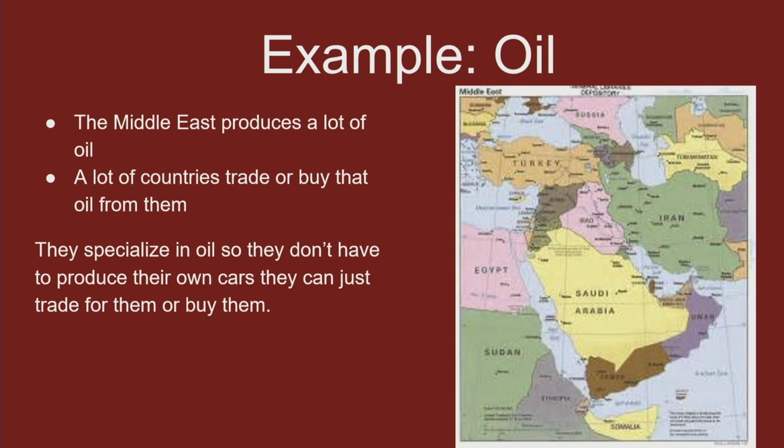So an example of this would be oil in the Middle East. The Middle East produces a lot of oil. They know how to extract that oil without losing a whole lot of money, without losing a whole lot of oil. They know how to do it. They've been doing it for a long time. So a lot of countries trade or buy that oil from them. The Middle East is not the best at making cars, so they don't do that. They sell their oil for the cars that they want, or they trade the oil for the cars that they want. So they know that they specialize in oil, and they know that they can get something that they don't specialize in by trading it.